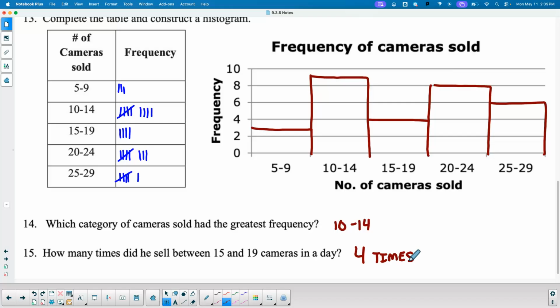Love it. Your homework tonight, I don't really need to go through it because it's pretty self-explanatory, pretty straightforward, much like today's notes. Nothing really jumps out. You're making a dot plot, making a couple of histograms, and answering some questions based off of them.